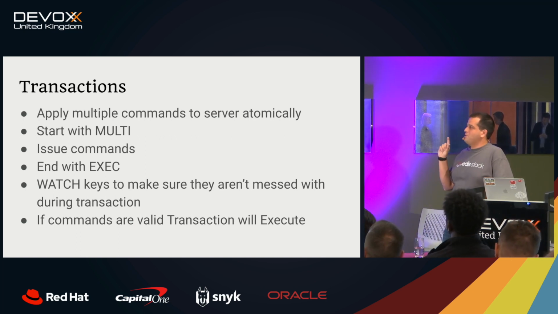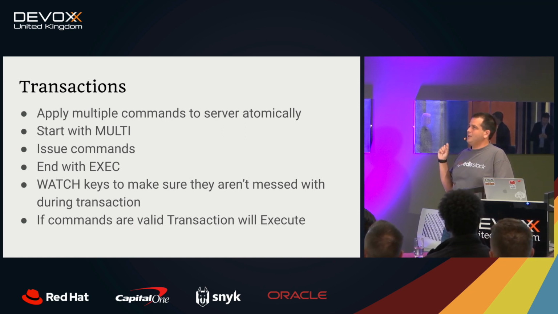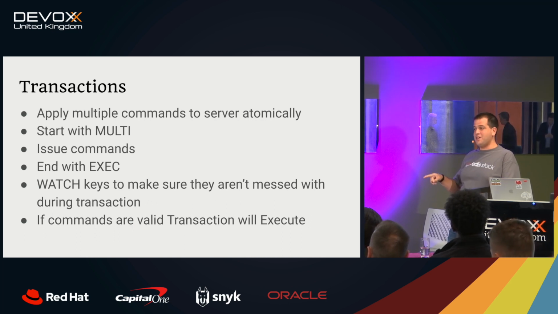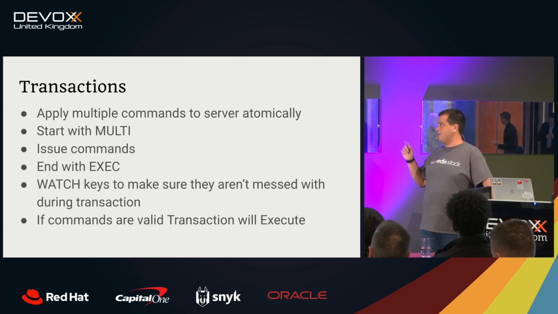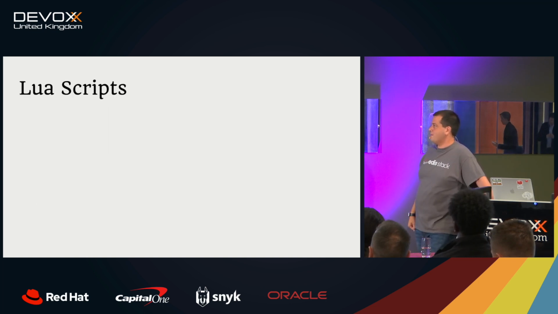The problem with transactions, though, is that if you have type errors within your transactions, they can still execute, and they don't stop executing, so it doesn't actually have any sort of rollback. So you've got to be careful with transactions. There are great articles about them on Redis.io if you want to learn more about them.